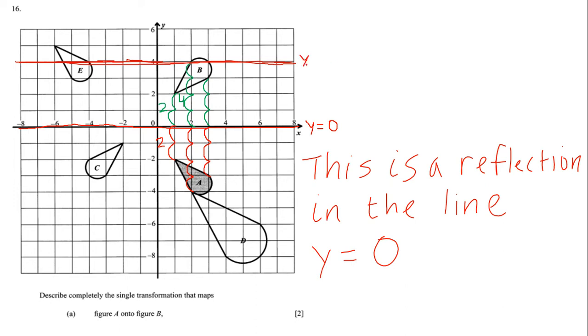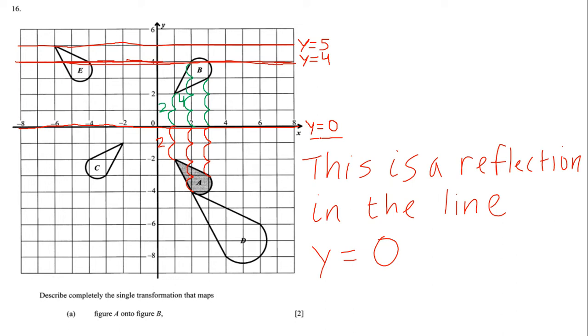This is the line y equals 4. This one is the line what? Y equals 5. Yeah, y equals 5. Oh, that's how you get y equals 0. Yeah. So therefore, you know that this will be y equals 0. Oh, that's how you found it.